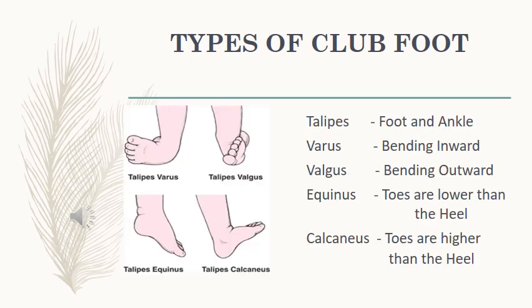Some terminology related to club foot. Talipes means foot and ankle, varus means bending inward, valgus means bending outward, equinus means toes are lower than the heel, calcaneus means toes are higher than the heel.